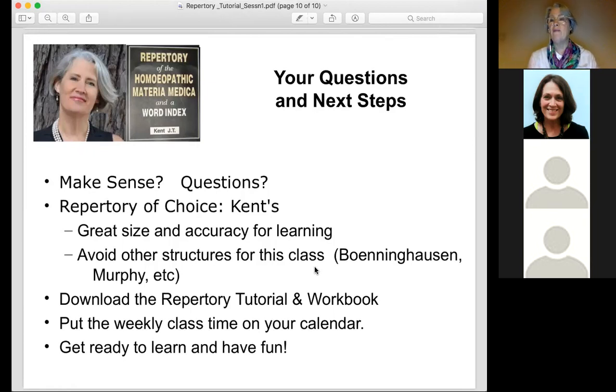And those of you who have other repertories that you want to use, you're welcome to do that. But please avoid the ones that have completely different structure, like Boenninghausen's repertory has a different structure. Murphy's alphabetical repertory, they have a different structure. If you've got one of those repertories, it's going to be very hard for you to follow along with what we're doing. And then download the Repertory Tutorial and Workbook.